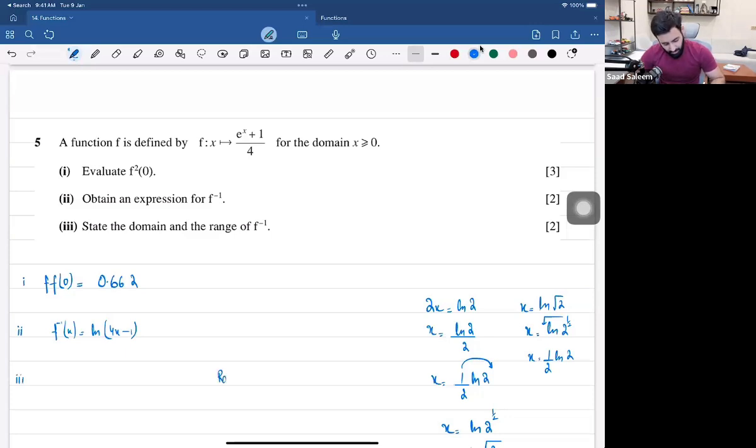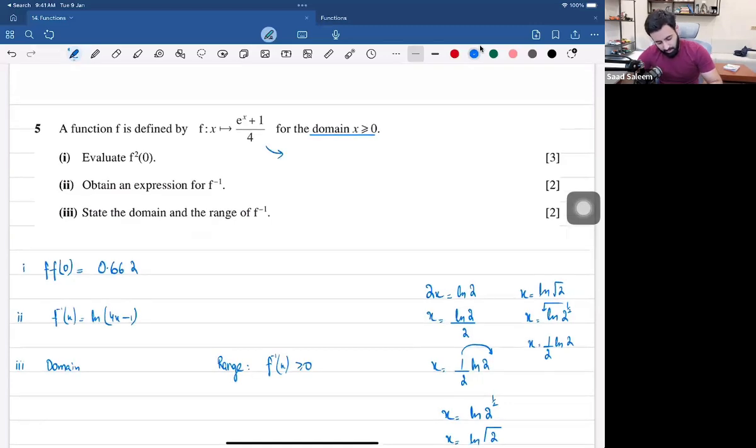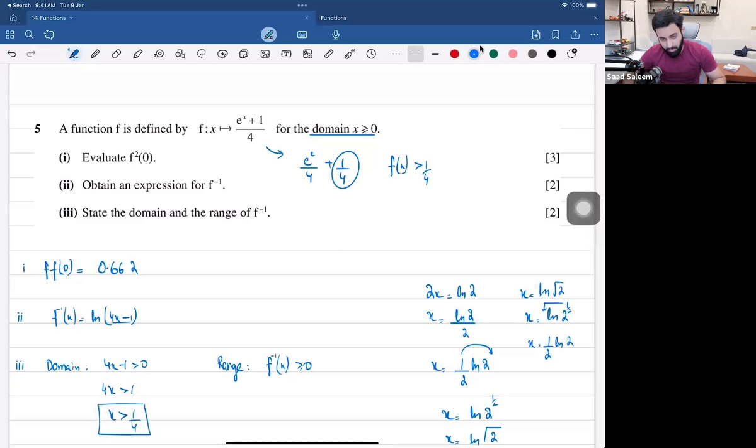Now let's start with the range. Range is easy. So the range would be that f inverse of x is greater than or equal to 0. Why? Because that's the domain of f of x. As far as the domain is concerned, let's determine the range of e power x plus 1 upon 4 by writing it separately. So the range of this function would be f of x greater than 1 upon 4, sorry. So that means the domain, you can also get from here. Just take the argument and set it greater than 0. So you'll have 4x, which is greater than 1, which means x is greater than 1 upon 4. That's the domain right here.